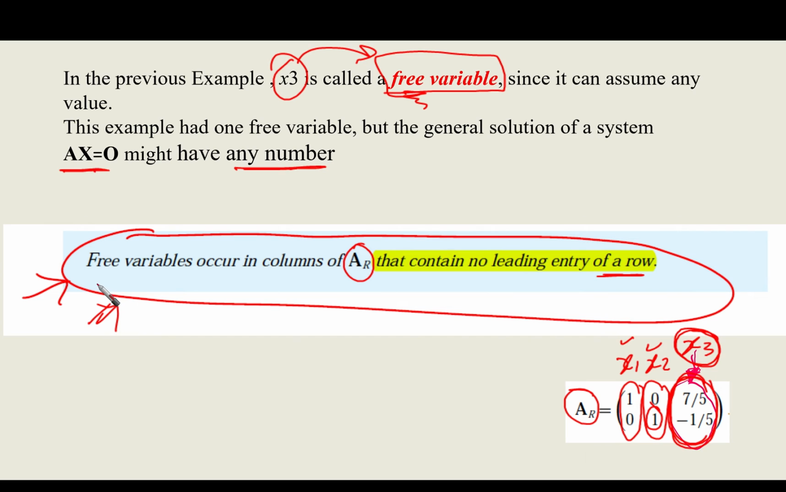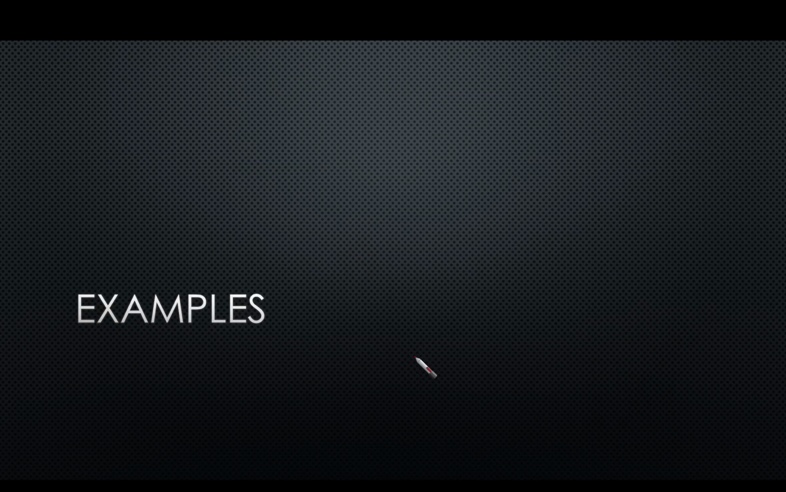So free variables occur in columns of AR that contain no leading entry of a row. Now let's have some examples so that we can understand what we have learned up till now.